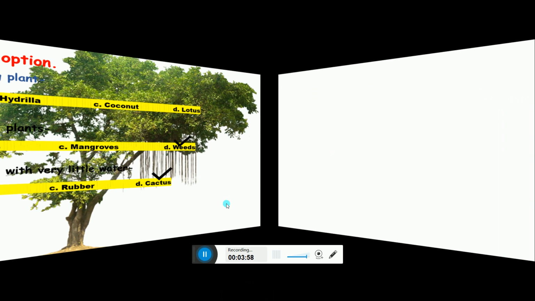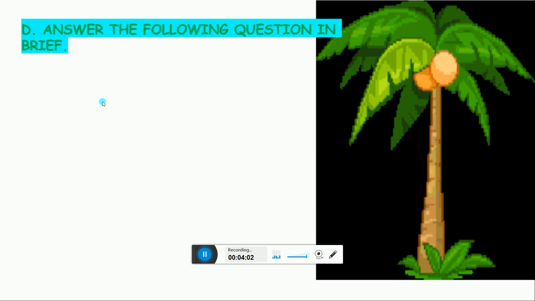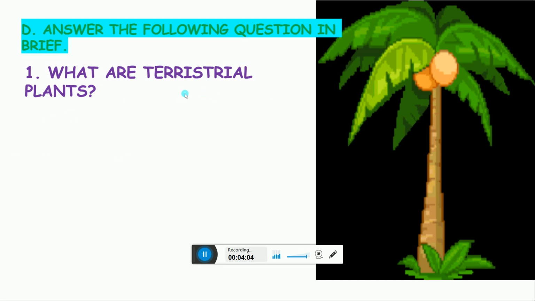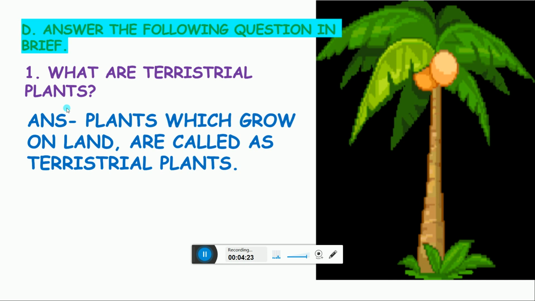Let's come to the question answer section. The very first question is, what are terrestrial plants? So the plants which grow on land are called terrestrial plants. There are several types of terrestrial plants which are found in our surroundings. For example, banyan tree, mango, sal, sesame, pine, deodar, cedar, etc.